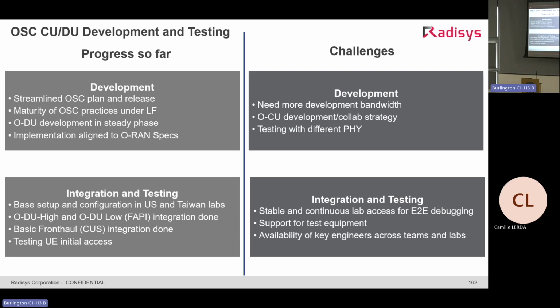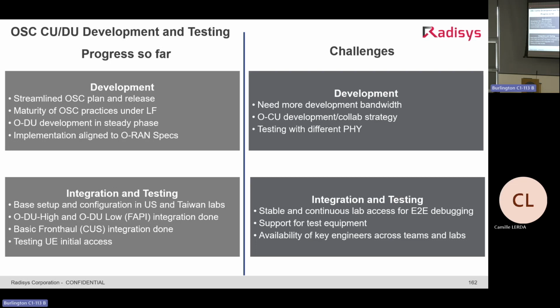In terms of the progress and challenges, the way we see it, we have had good success in certain areas and good community effort and, I would say, collaboration going on. Streamlined process of OSC, which James just talked about. We have very extensive, mature processes within the OSC community. And we have been able to clean up our code with various different tools, and the code you see is compliant with the norms of Linux Foundation. And the DU development, at least the ODU high development, I would say it is in a steady phase.